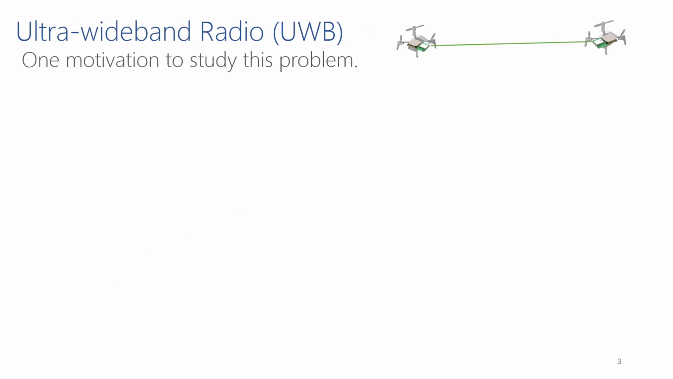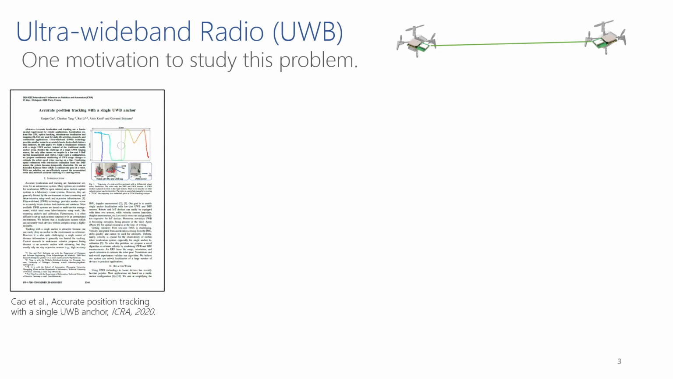Our motivation for studying this problem comes from the fact that we are currently researching the relative position estimation problem in multi-robot teams using ultra-wideband radio. This consists of putting a UWB transceiver on each agent, which can at least be used to calculate the range between pairs of transceivers. There's been lots of previous work on similar problems.